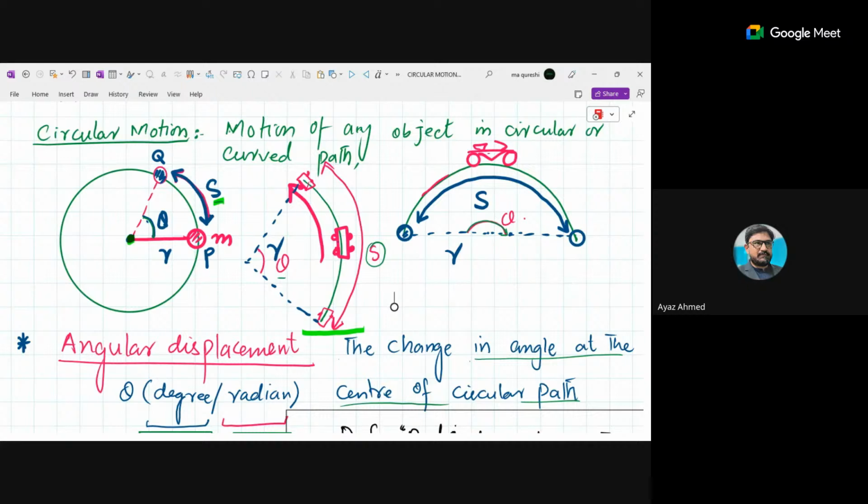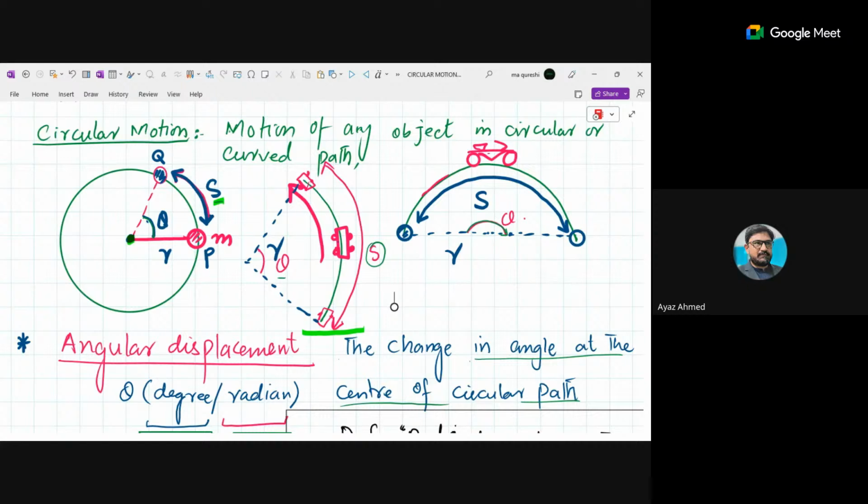In circular motion, when we consider that an object is moving in a circular path or a curved path, then its motion is considered to be circular motion. But in our syllabus, that motion is the motion of an object with uniform speed. When an object is moving with uniform speed in a circular path, its motion is considered to be uniform circular motion.